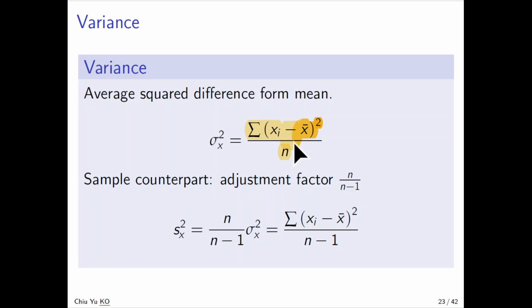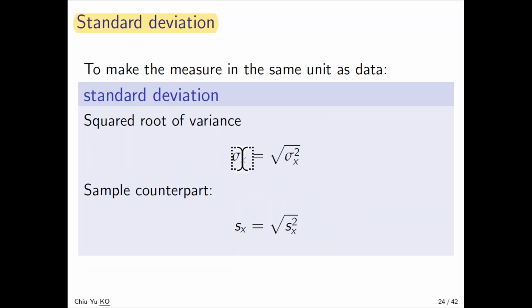We just take the square root, and then the measurement unit will be the same as the original one. That avoids the problem of taking the square: we take the square root and go back to the original unit. So the formula is very simple, right? Just take the square root. The sample one is also the square root. So that is very simple.